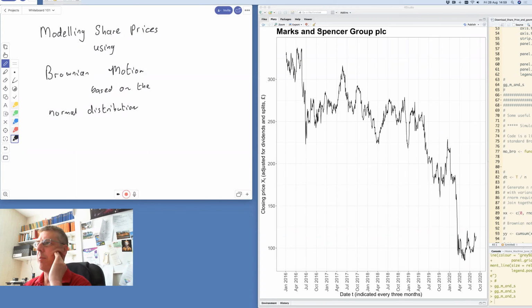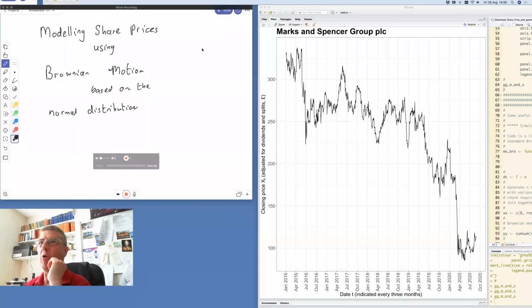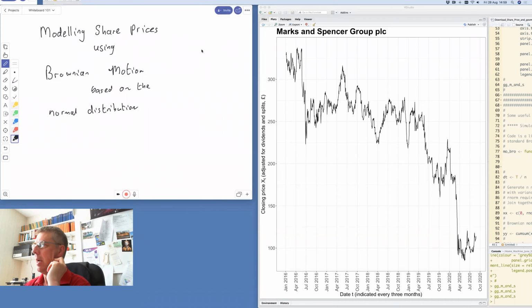And today I'm going to talk about modeling share prices using Brownian motion. Brownian motion is a concept that you may not be particularly familiar with. You may have heard about it, but I will try to explain it. And Brownian motion is in fact based on the normal distribution.